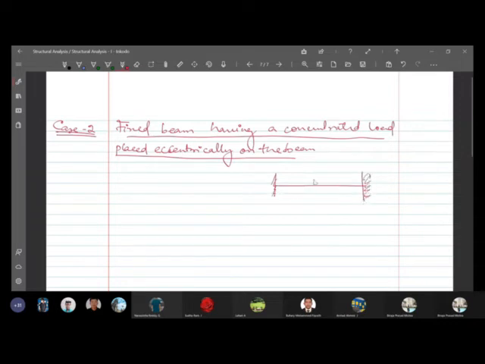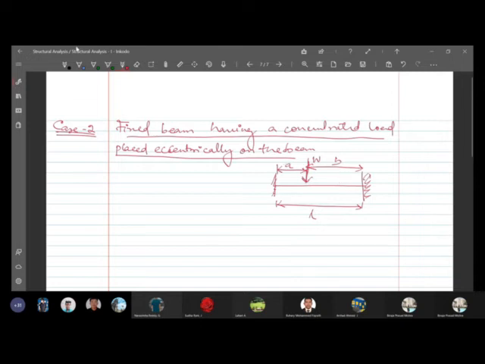Having a certain eccentric value. Away from the neutral axis? No, it is not away from the neutral axis. It is at a certain distance from any of the supports. This is B. This is the load W. This whole length is L. So A and B are not equal.